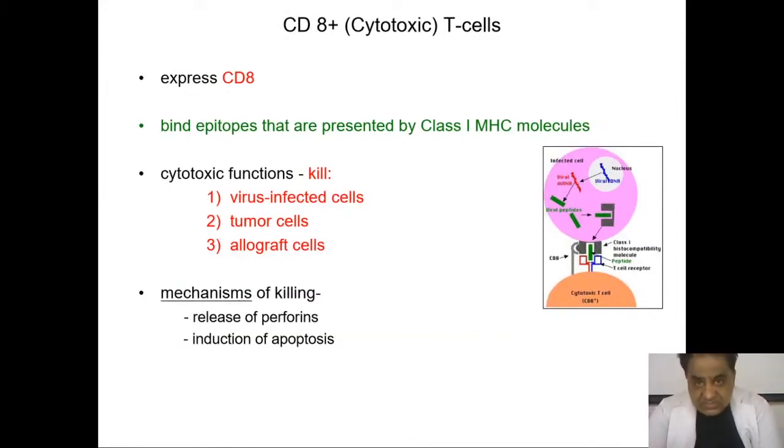Now these recognize those peptides which are presented by an antigen presenting cell by its class 1 MHC molecule. And the function of the cytotoxic T cells is to kill. They destroy virus-infected cells, tumor cells, and allograft cells, either by releasing certain toxic chemicals and creating pores on the membrane of the cell which they want to kill, or by inducing apoptosis.